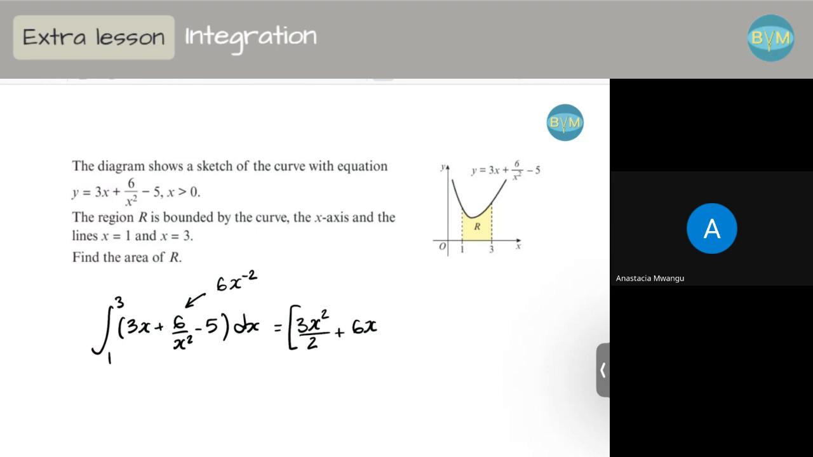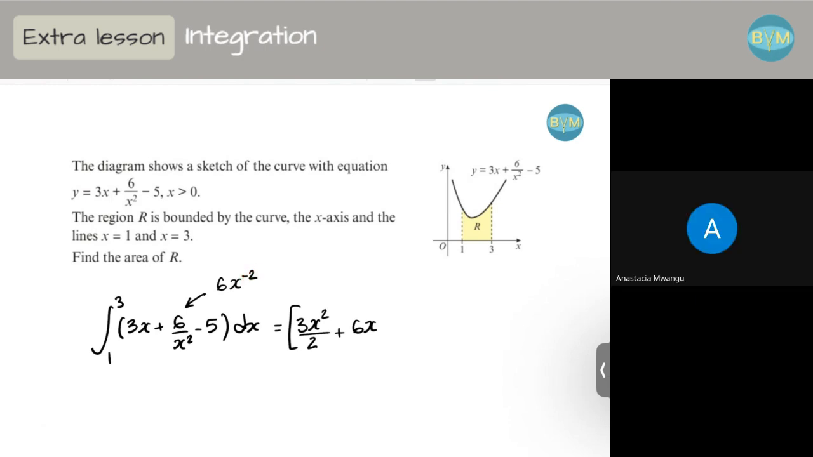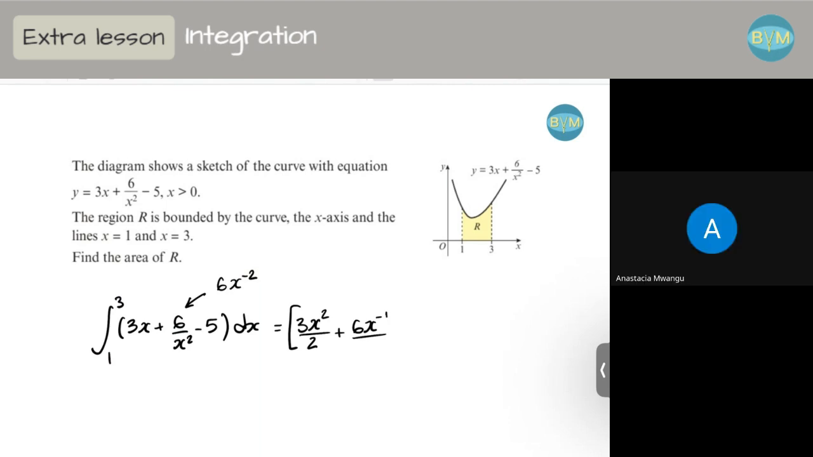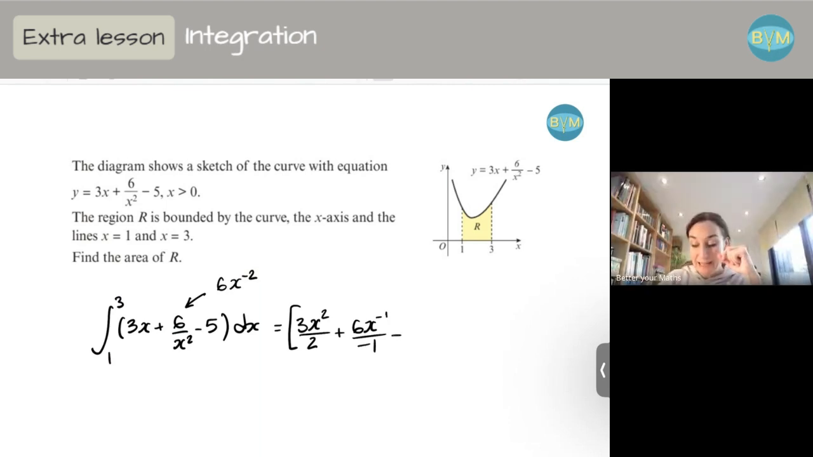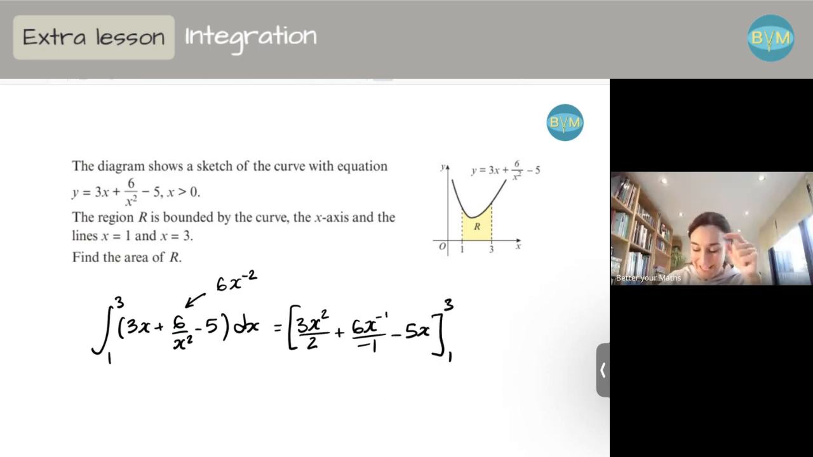Oh, what do you mean by that? Sorry, this is a new topic to me. Okay, we increase the power by 1. So minus 2 plus 1 is minus 1, and then divided by minus 1. Minus 1, excellent. And then when I have a number alone, I just put it exactly. Amazing for being new for you. Excellent, Sophie, thank you. So now we are going to substitute the 3 minus substitute the 1.